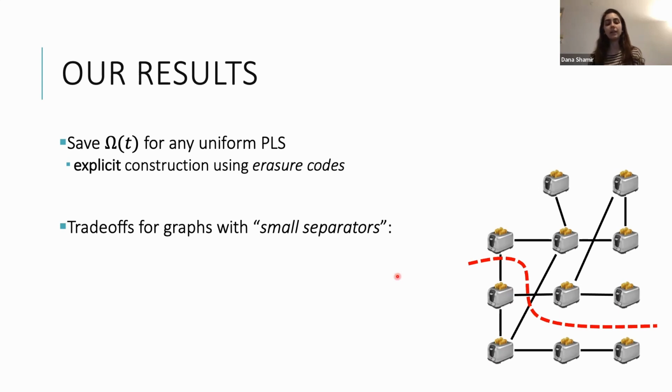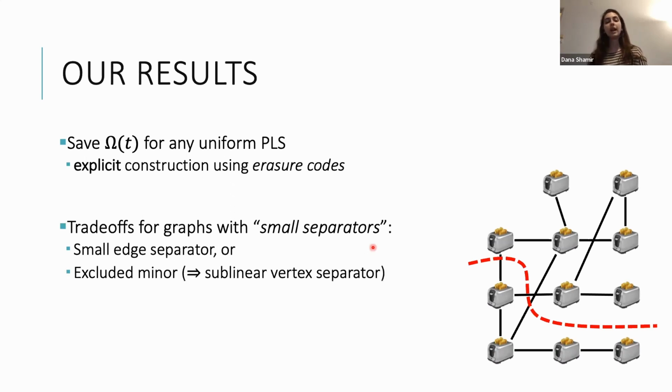So notice that in the work of Feuilloley et al. on trees, for example, they used a similar property of trees. And we are going to show it on graphs with small edge separators and on graphs with an excluded minor, which means they have a sublinear vertex separator.